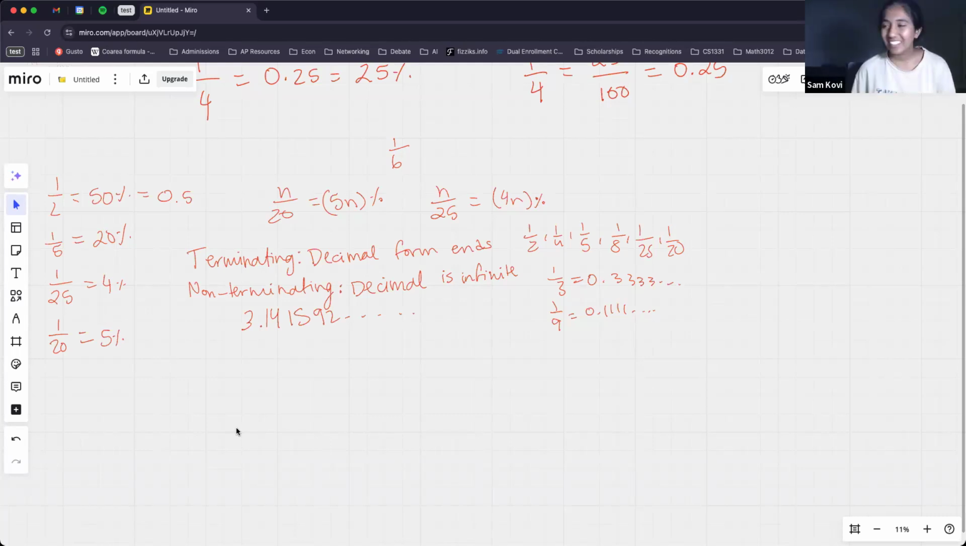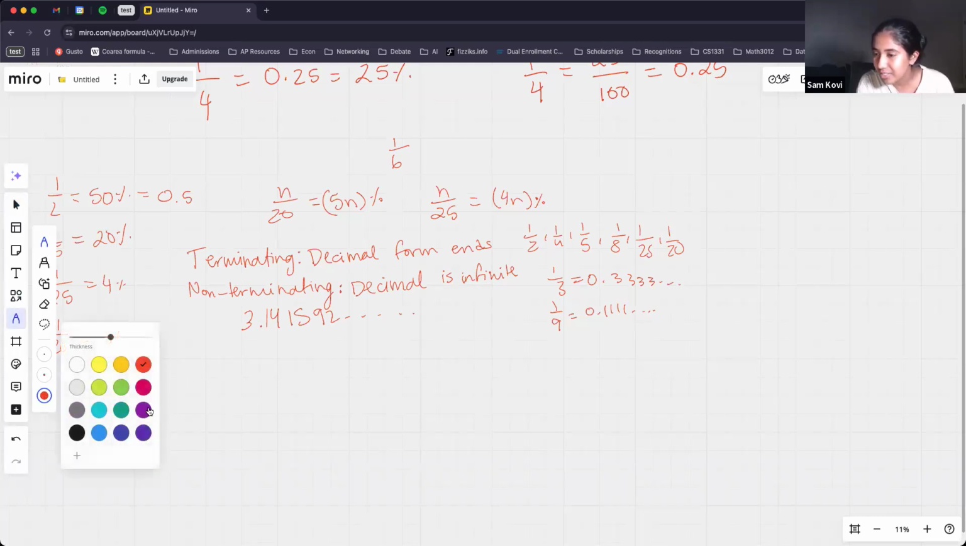Yeah, and I also had another question. How would you get the number, like how you got one half? Yeah, so what we want to do is try to get a denominator of 100 or some multiple of 100. So for example, I can write 1/2.